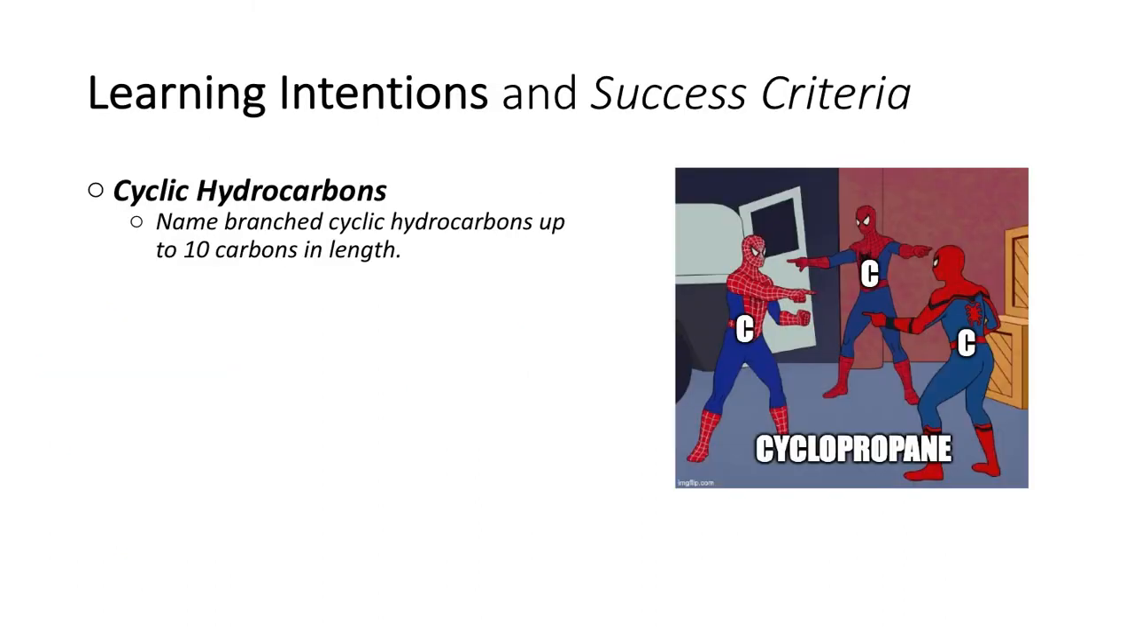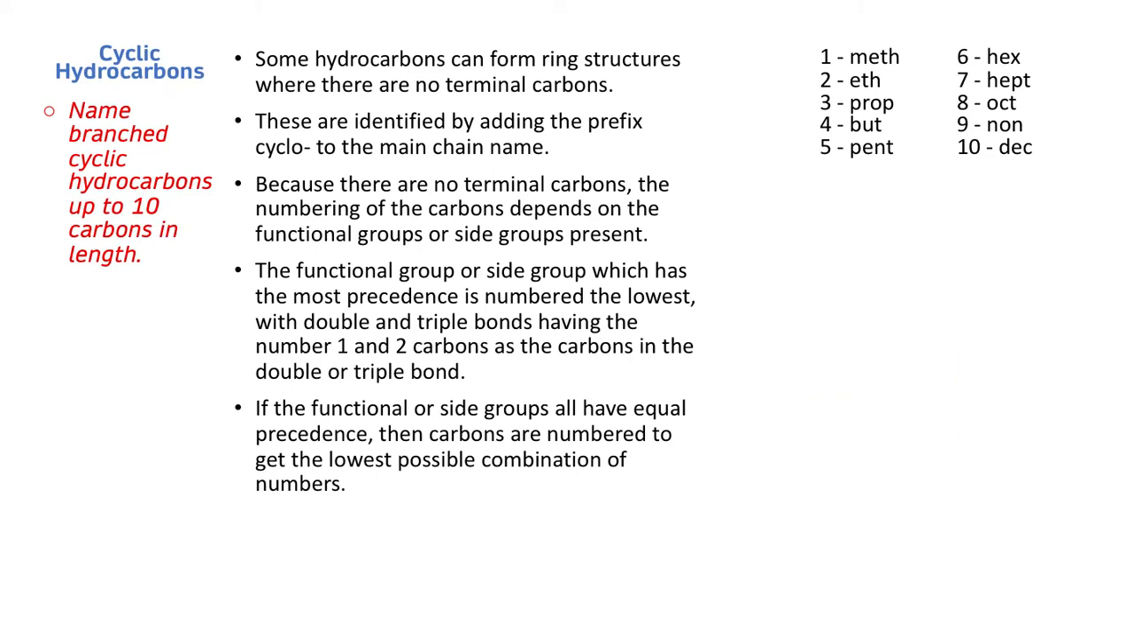This is our 7th video on hydrocarbons, and today we're going to be doing cyclic hydrocarbons. So let's get started. We've done lots of hydrocarbons, now we're going to do cyclic ones. Some hydrocarbons can form ring structures, which means that there are no terminal carbons; effectively they make a little circle. They're identified by adding the prefix cyclo to the main chain name. So instead of it being propane, it'd be cyclopropane.